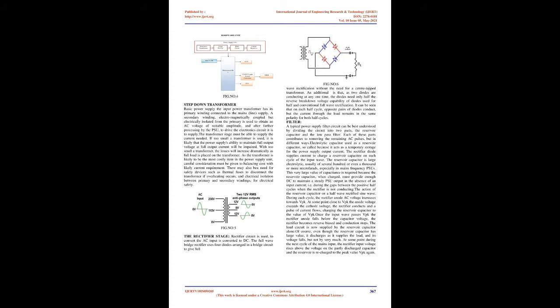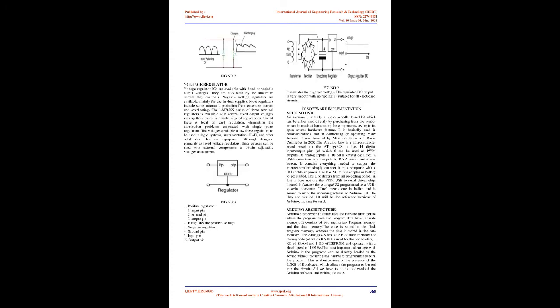The rectifier stage, rectifier circuit, is used to convert the AC input to DC. The full wave bridge rectifier uses 4 diodes arranged in a bridge circuit to give full wave rectification without the need for a center tap transformer. An additional advantage is that, as 2 diodes are conducting at any one time, the diodes need only half the reverse breakdown voltage capability of diodes used for half and conventional full-wave rectification. It can be seen that on each half cycle, opposite pairs of diodes conduct, but the current through the load remains in the same polarity for both half cycles.